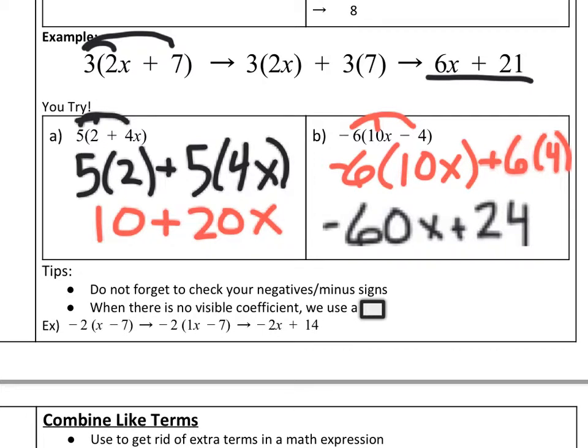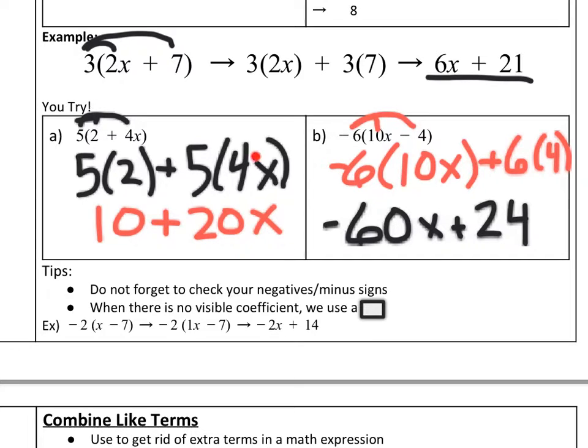Or you could have left it negative 6 times negative 4. Either way will become positive. And then we get that negative 6 times 10x is negative 60x, plus 6 times 4 is 24. So negative 60x plus 24 would be the distributed version of that expression.